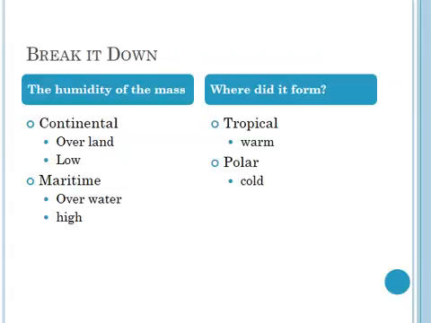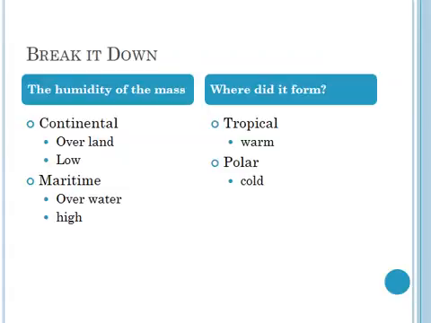So let's break this down a little bit. Look at the humidity of the mass. Is it continental or maritime? So is it over land or is it over water? Is the humidity low for continental or is the humidity high, which means it's maritime?